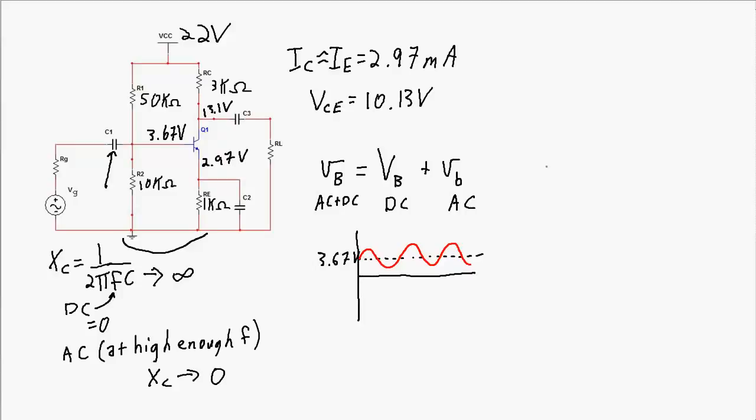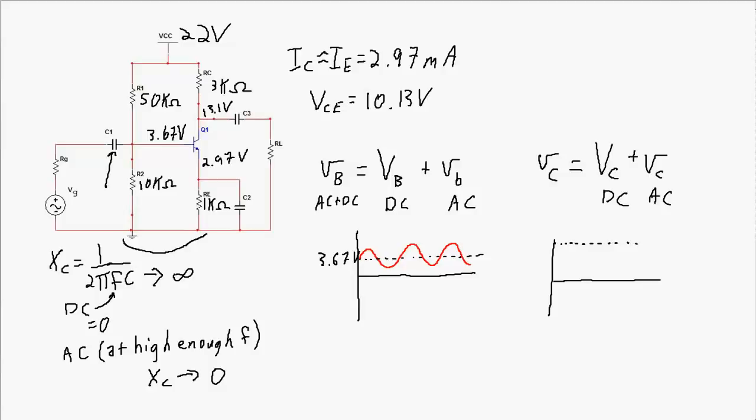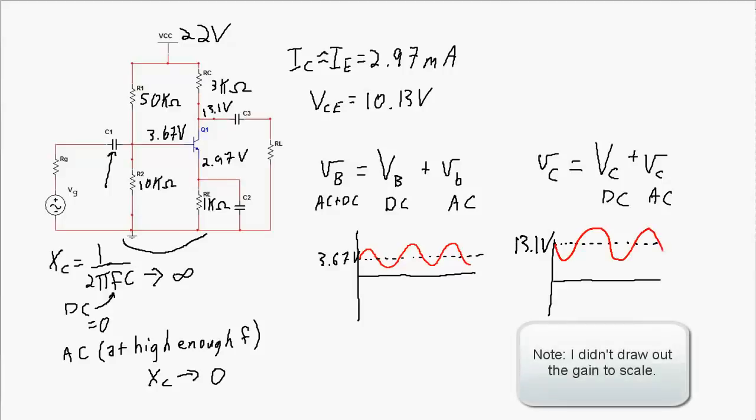Similarly, the actual signal that I would measure at the collector, made up of the DC portion of the voltage at the collector plus the AC portion of the voltage at the collector, is going to give me a signal that is offset way up here at 13.1 volts, and the AC part of the signal is going to be centered around that 13.1 volts. So you see that we have a fair amount of offset in the actual signal at the collector.